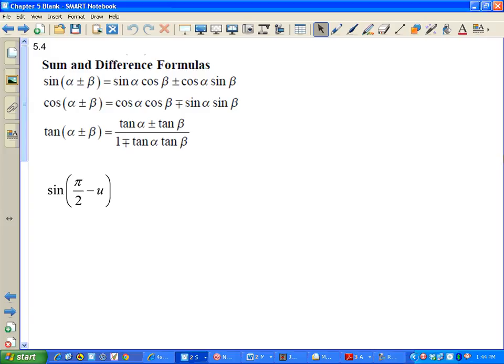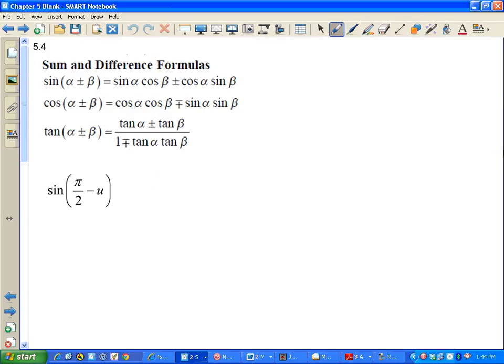The next formulas we're going to look at are sum and difference formulas for our trig functions. These come about because sine, cosine, and tangent can't be distributed into the thing that you're taking the sine, cosine, or tangent of. So we need these formulas for when we have plus or minus inside of our trig function. Okay? So here are the formulas, and I'll just take you through some examples to show you how they work.